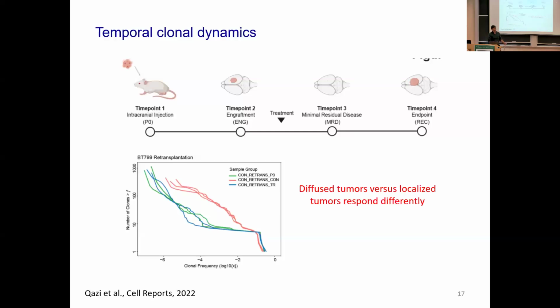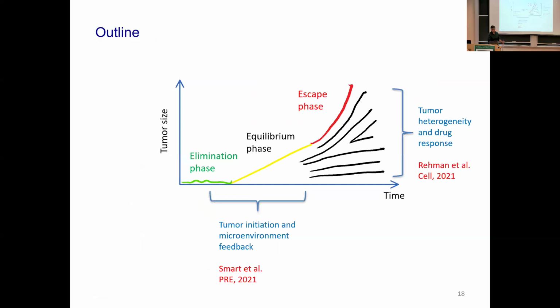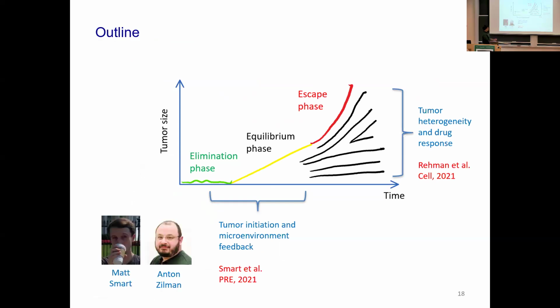Good. So I have five minutes, I guess. Yeah, we have five minutes. Okay, I'll try to, the other part is more theoretical. No, it's great, this is part of it. So the second part is more theoretical and it was done with a student, Matt Smart, who's a postdoc now at Flatiron, and my dear colleague, Anton.